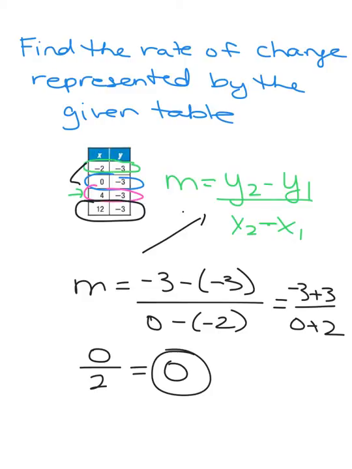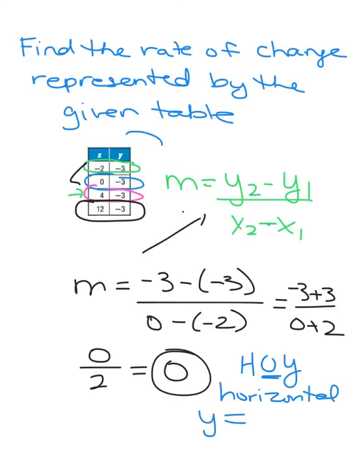Now remember, a 0 slope, we call that a HOY because of the 0. It's a horizontal line because it has a 0 slope, and also has an equation of y is equal to a number. Now, if you look back at the table, all my y values are equal to negative 3. So if I wanted to go further with this problem, I know that the slope is 0, I know it's a horizontal line, and I know the equation of the line is y is equal to negative 3.